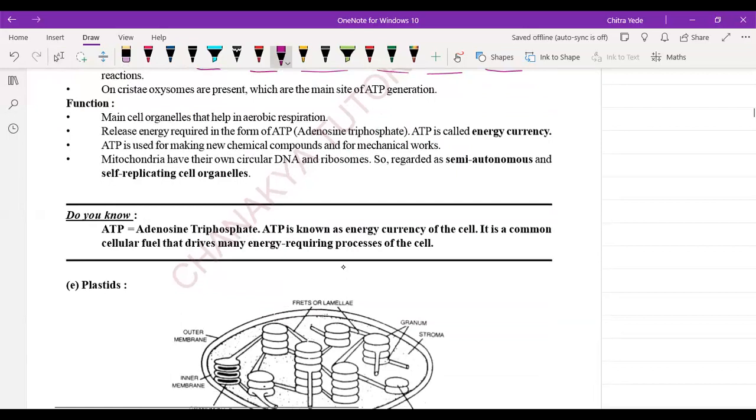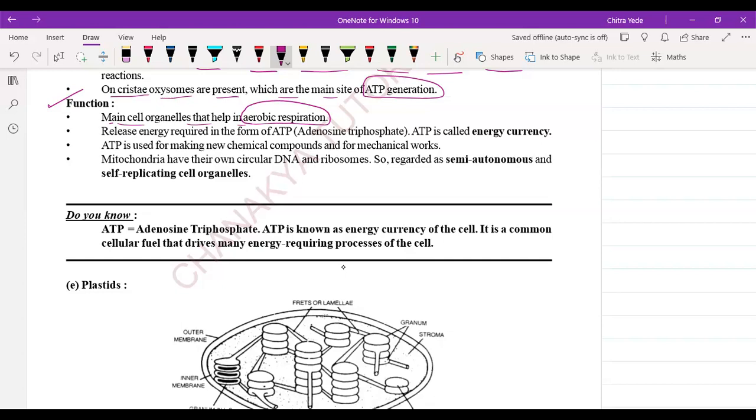Now on the cristae, oxysomes are present, which are the main source of ATP molecules. ATP is adenosine triphosphate. So the function: the mitochondrion is the main cell organelle that helps in aerobic respiration. It helps in oxidation of carbohydrate into carbon dioxide and water molecules and releases energy in large amounts. That's why it is also called the powerhouse of the cell.